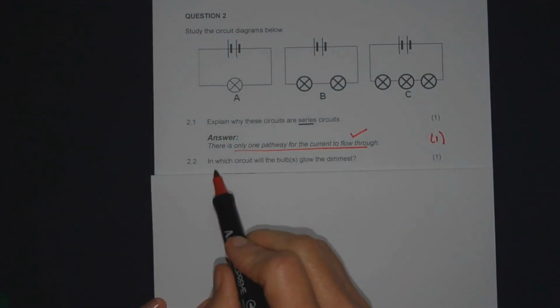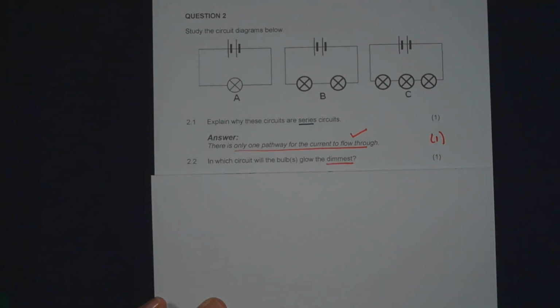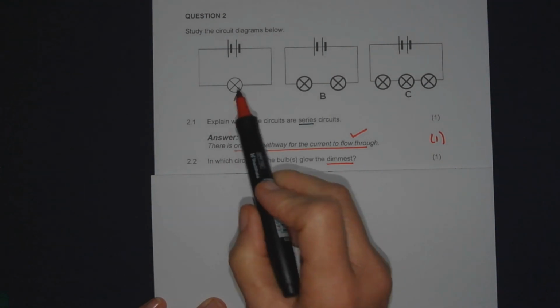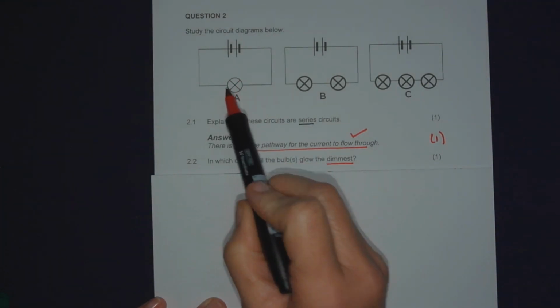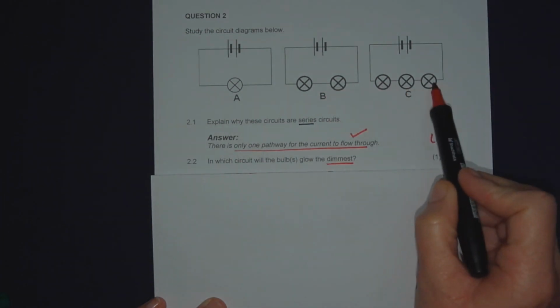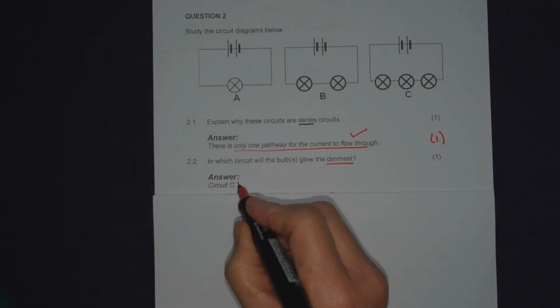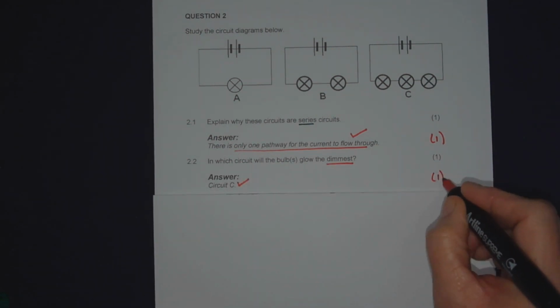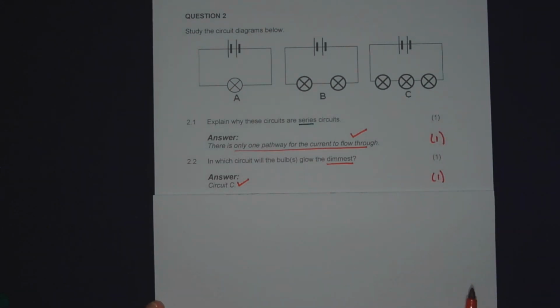Question 2.2, in which circuit will the bulbs glow the dimmest? They won't be bright, they will be very dim. So if there's 1 bulb in series, the bulb will be bright. If there are 2 bulbs, they will be dimmer. And where there are 3 bulbs, they will be the dimmest. So the answer is circuit C. In circuit C, where you have 3 bulbs in series, the bulbs will be the dimmest.